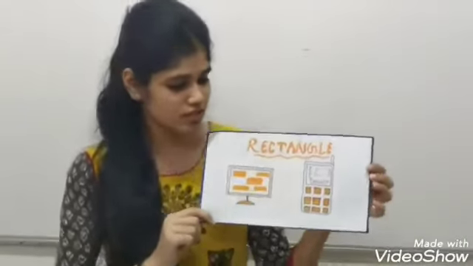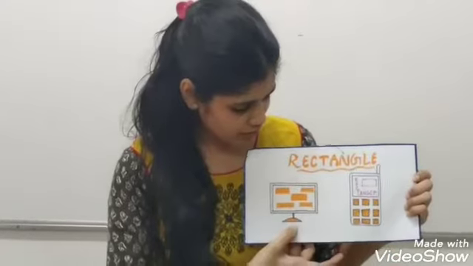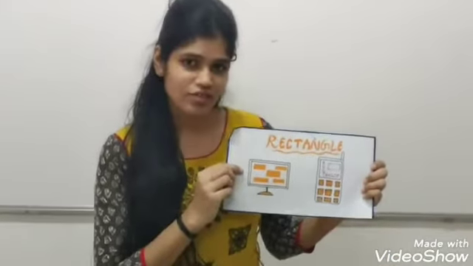Okay, kids, so this is a rectangle. Now can you see some things that are of rectangle? What I have drawn here? I have drawn a television.